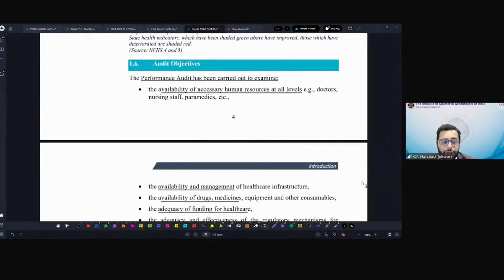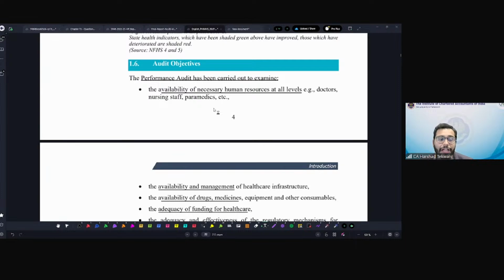Availability of the resources, availability of the management, availability of the medicines, in this particular part. Now, why are they checking the availability? Because availability will talk about the effectiveness over here, or you can say whether the objectives were achieved or not.